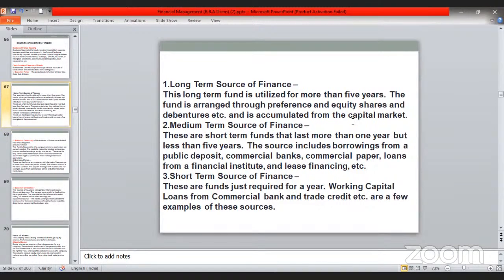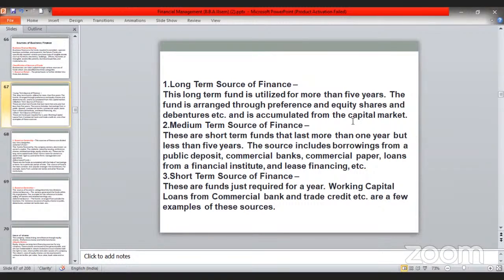Long-term funds are utilized when you are taking a loan that will be repaid over more than 5 years. That comes under long-term sources. These are funds arranged through preference shares, equity shares, and debentures. These are the three things from which we arrange finance for our business.